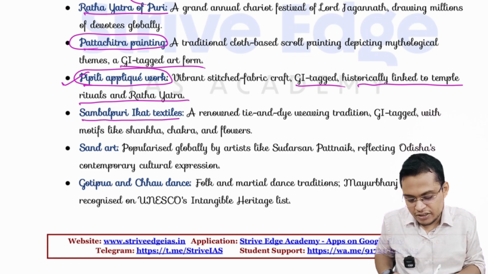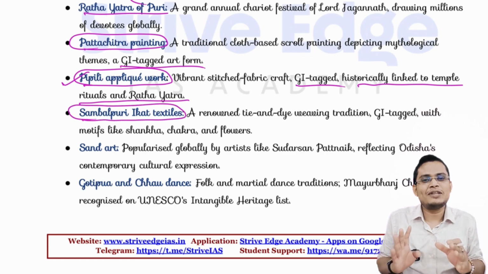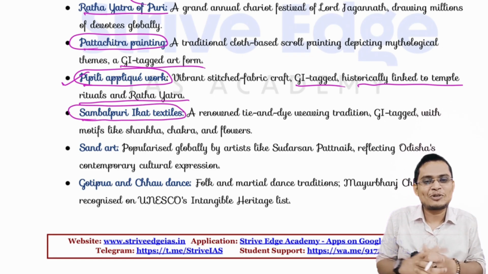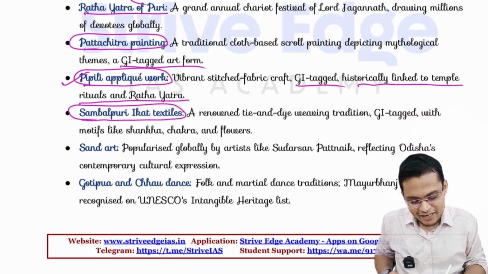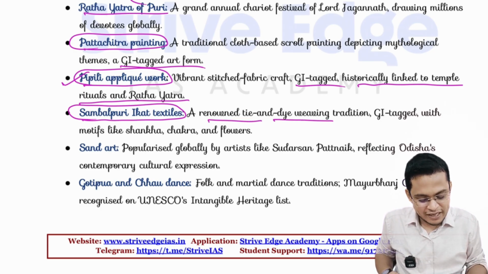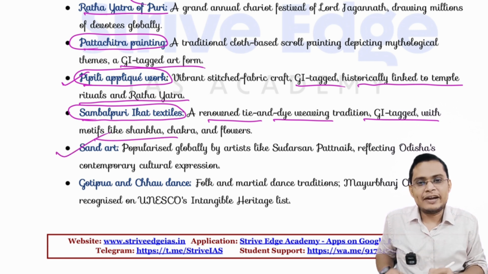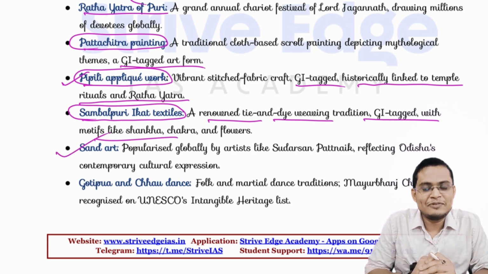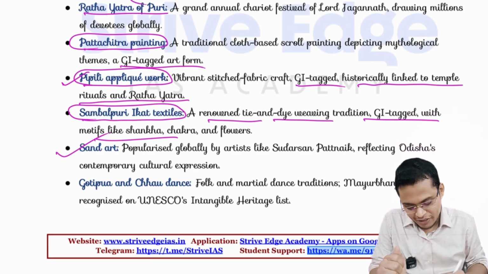Then Sambalpuri Ikat textile or sari is quite famous. I know that in my family they always talk about the Sambalpuri sari, so it's quite famous. And now the tie and dye weaving tradition, it is also GI tagged. Then sand art, I think you already know about the famous Sudarshan Patnaik and his sand art, so you can talk about that.